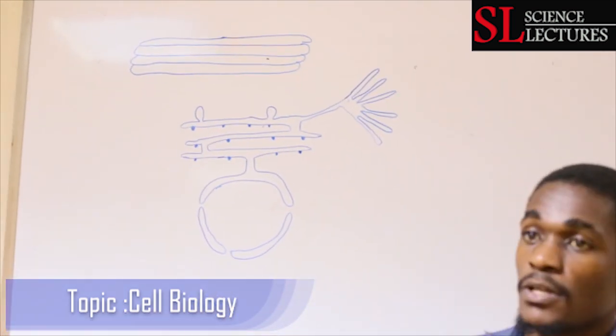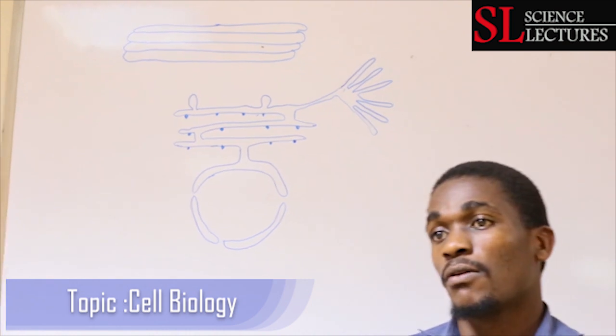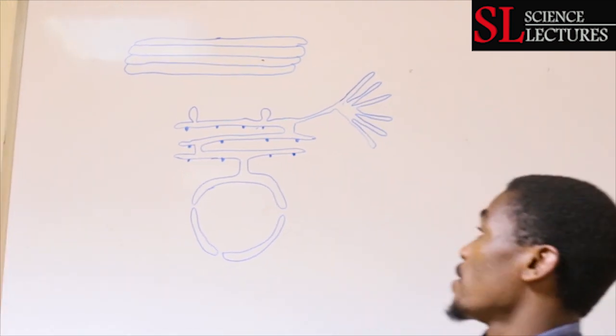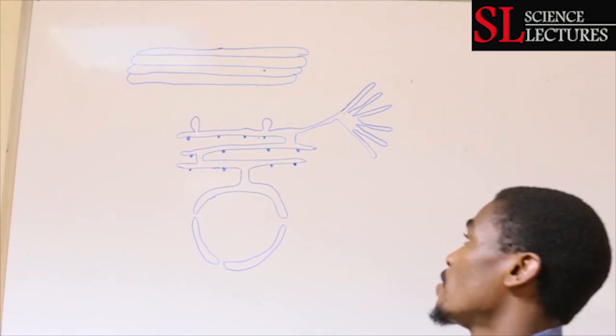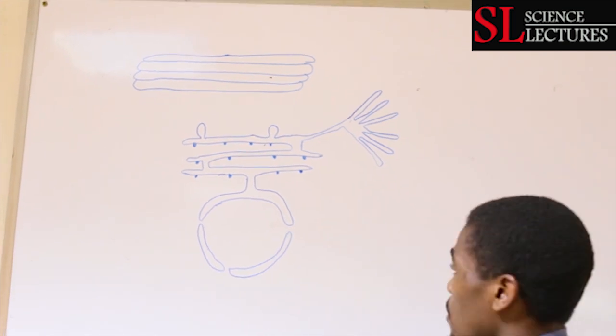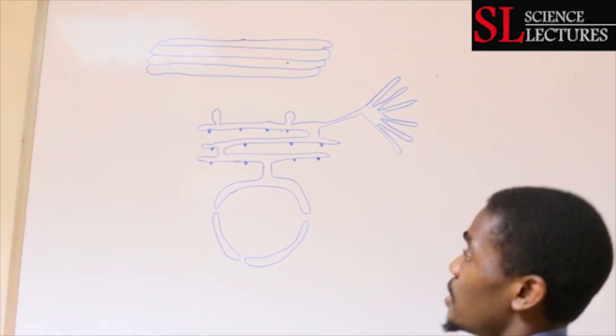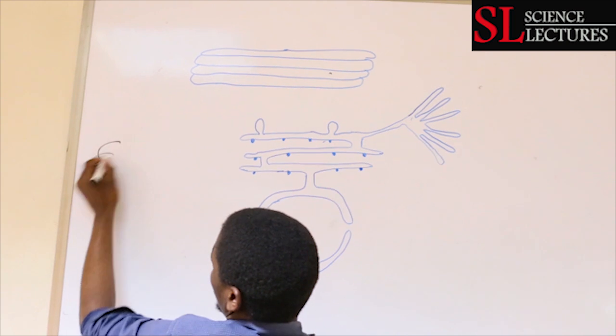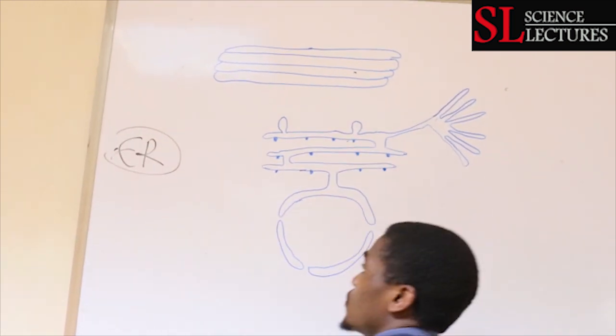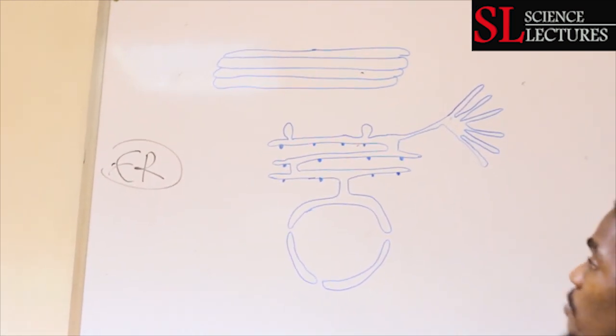So today we are still in our series of cell organelles, eukaryotic cell organelles, and we already have a video about the nucleus. You can please check it out. Today we are going to look at the endoplasmic reticulum, ER.